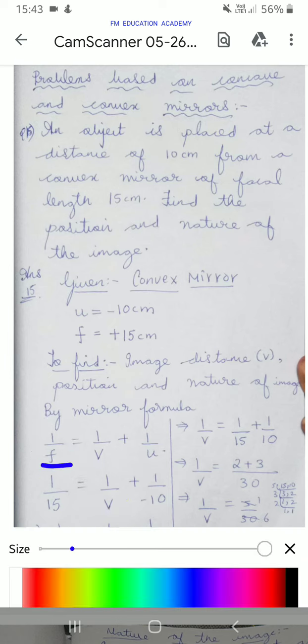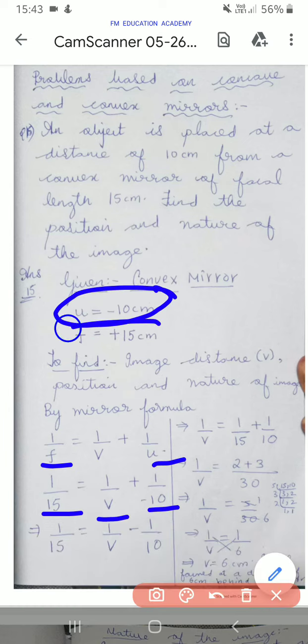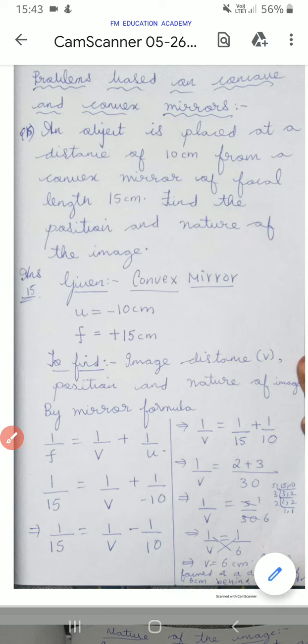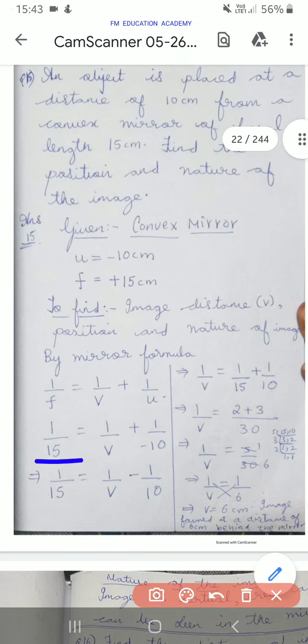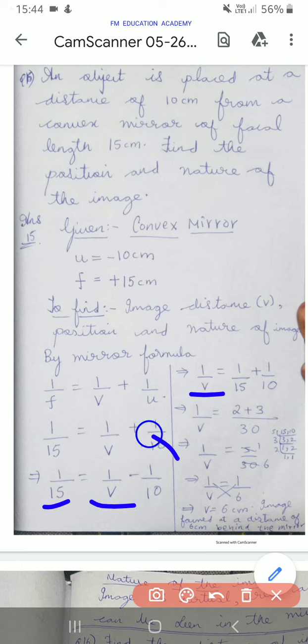So substitute: what is f? 15. 1 by v is as it is, plus 1 by u, which is minus 10. Already I told you signs will not be given in the question. You have to learn the sign conventions of the table which I showed you, and according to it you have to solve. Next, we have 1 by 15 is equal to 1 by v, plus into minus is minus, so 1 by v minus 1 by 10. So 1 by v is equal to 1 by 15 as it is, minus 1 by 10 when it goes outside becomes plus 1 by 10.